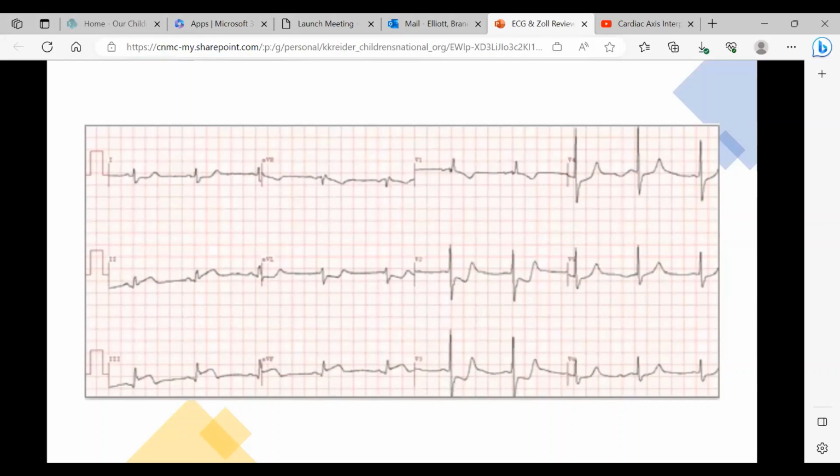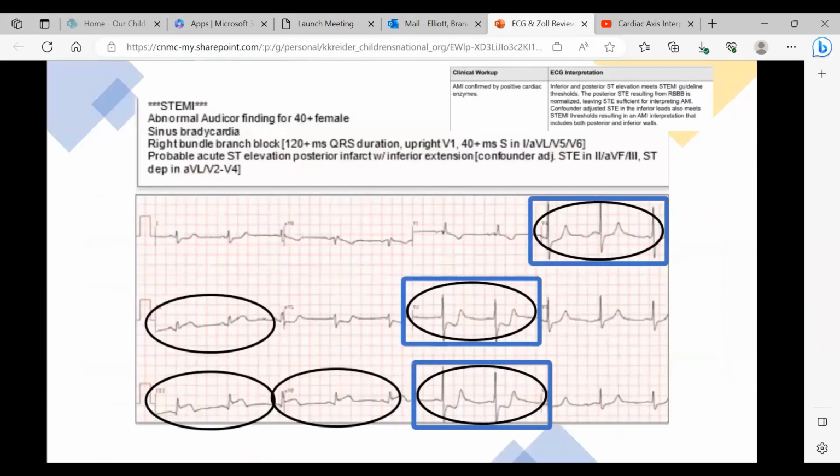So lead 3, I think inferior. Inferior leads, and you'll see the reciprocal changes in anterior. Inferior is the bottom. I'm really bad at this. So anterior is this way, right? That's why we have reciprocal changes in anterior, because it's opposite. Okay, so it's depression in V2, V3, V4.